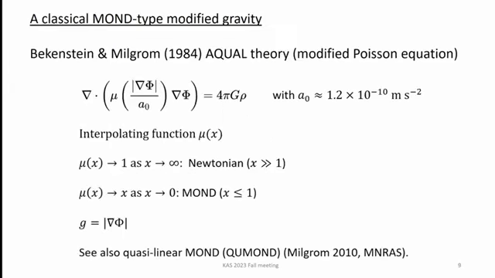Okay, this is an example of a MOND type modified gravity. It's nearly 40 years ago. It's a modified Poisson equation. It's called AQUAL. And it has this typical characteristic of this interpolating function. So when x is much larger than 1, it approaches Newtonian. But when x is less than 1, it becomes Mondian. Okay, and the characteristic acceleration is around 0.1 nanometer per second squared.